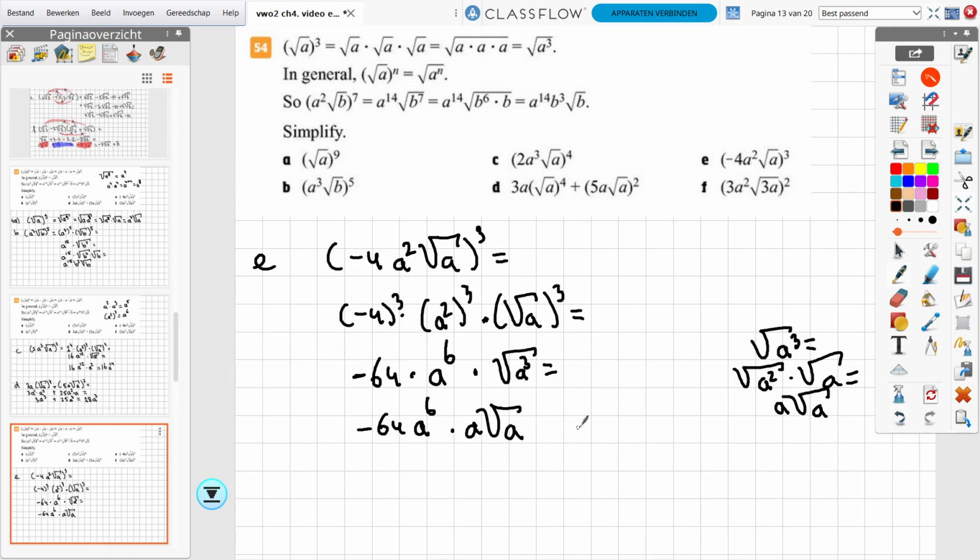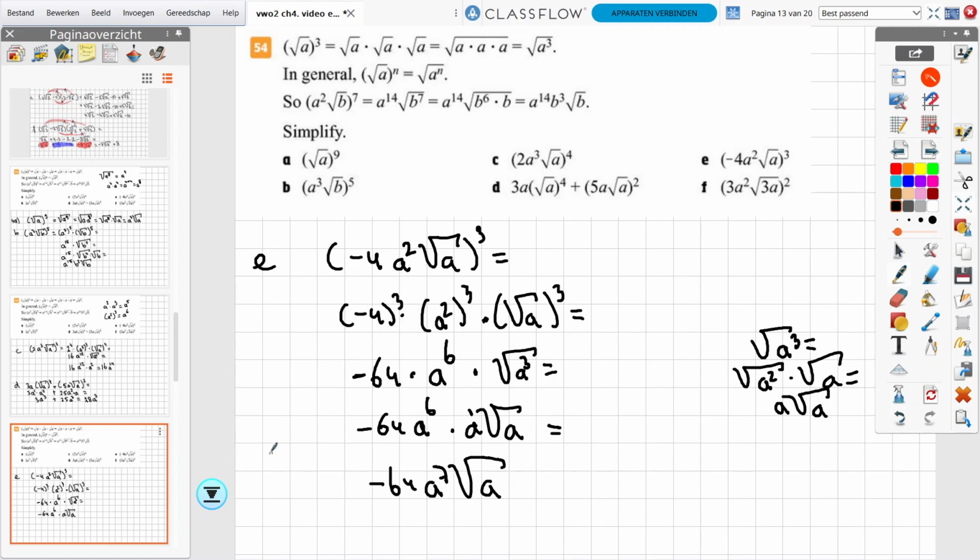Okay, which I write down here. And now we have multiplication, which I can always simplify. Minus 64. A to the power of 6 times a is a to the power of 7. Remember, the exponent here is a 1. 6 plus 1 is 7. That root a is just chilling at the end.